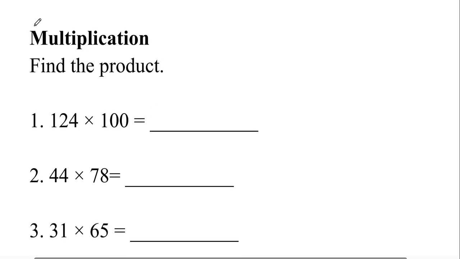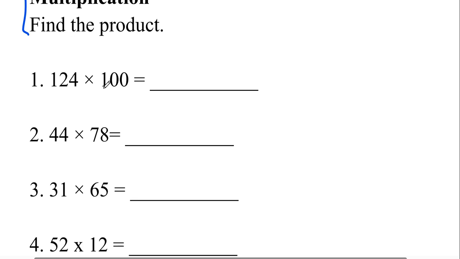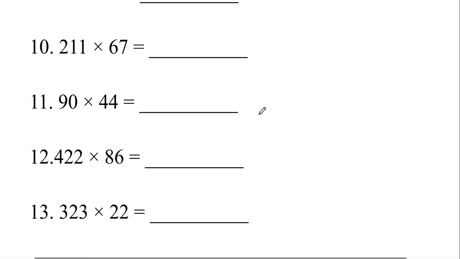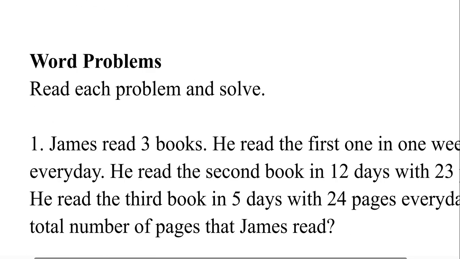Multiplication should be very easy. Number 1, if you're multiplying by a factor of 10, then you just put that many zeros behind. So it'll be 12400. And the rest of them should be very straightforward, so let's just move on to the word problems.